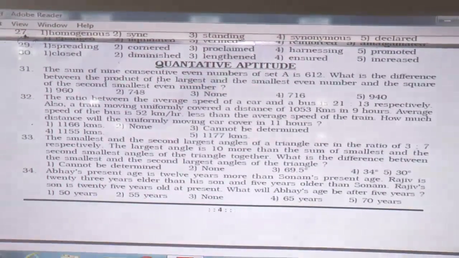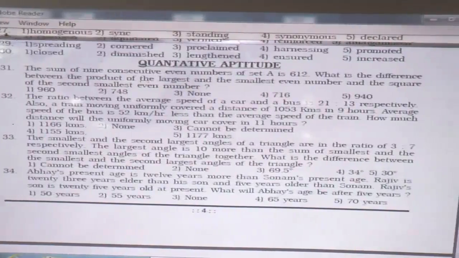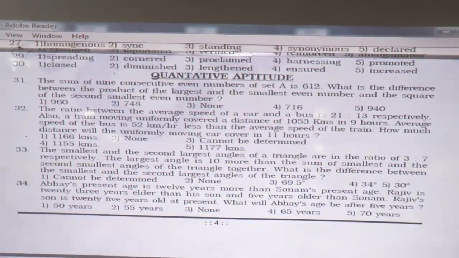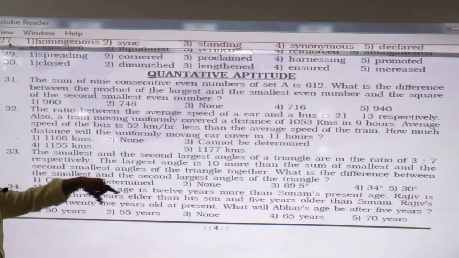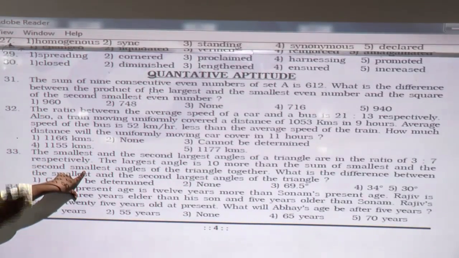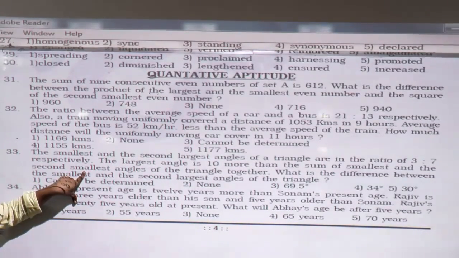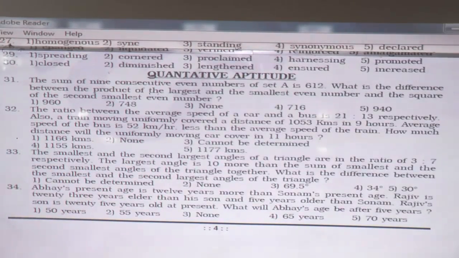Next, 33. The smallest and the second largest angle of the triangle are in the ratio 3:7. 3 parts and then 7 parts. The largest angle is 10 more than the sum of the smallest and the second smallest angle of the triangle. You can say second largest or second smallest, one and the same, right? Out of 3 angles, the middle one is second largest, and you can even say it is second smallest. So the largest angle is 10 more than the sum of the smallest and second smallest, whose ratio is 3:7. Sum of the smallest and the second smallest is 10 parts. Largest angle will be 10 more than that, that is 10 parts plus 10.